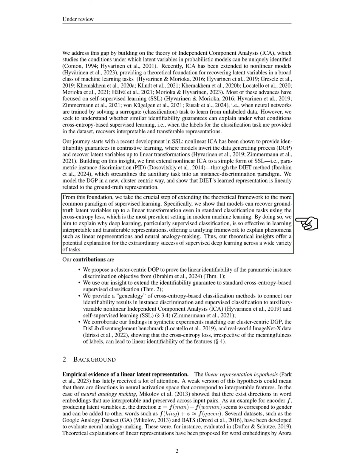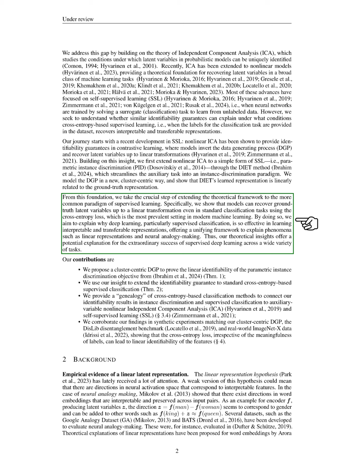From this foundation, we extend our theoretical framework to standard supervised learning, showing that models can recover true latent variables up to a linear transformation in typical classification tasks using cross-entropy loss. This helps explain why deep learning, particularly in supervised classification, is effective in learning interpretable and transferable representations, providing a unified framework for understanding phenomena like linear representations and neural analogy making.